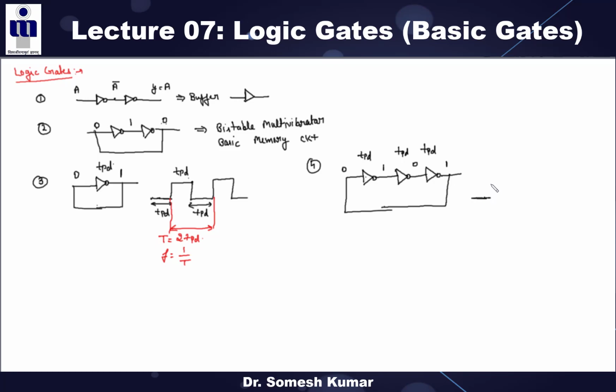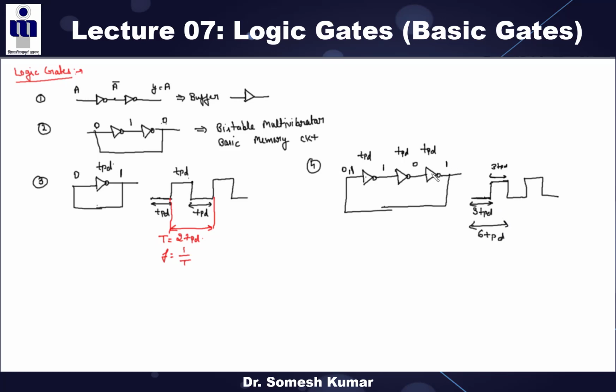From 0 to 1, how much time? 3 TPD, right? And again, when 1 is given here, after 1 to 0, how much time? 3 TPD, right? So this is your 6 TPD. Can you generalize the formula from here?